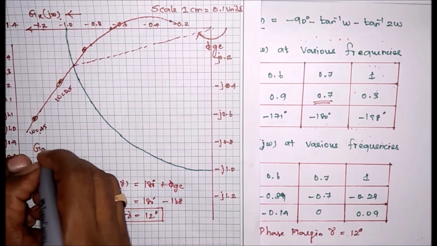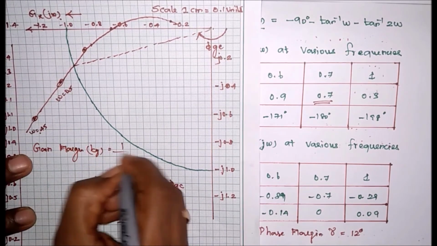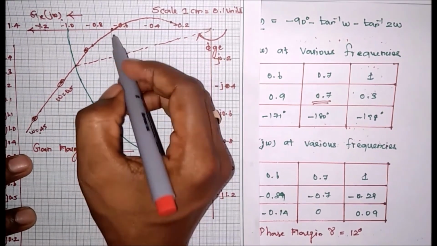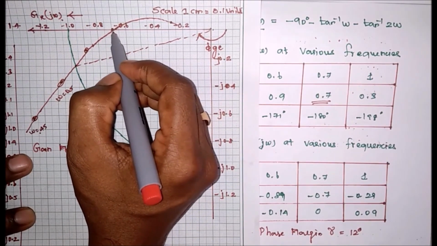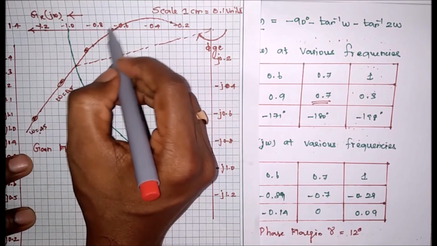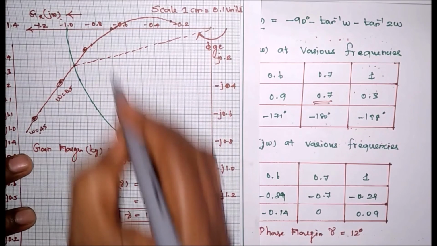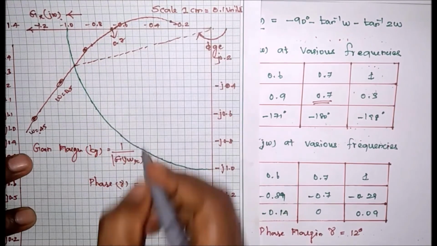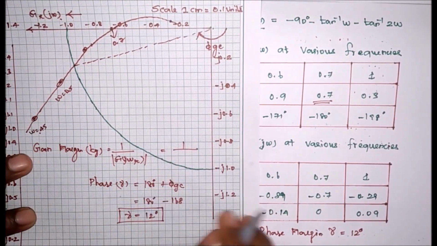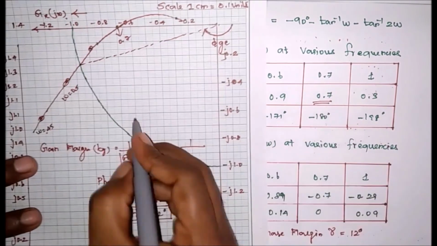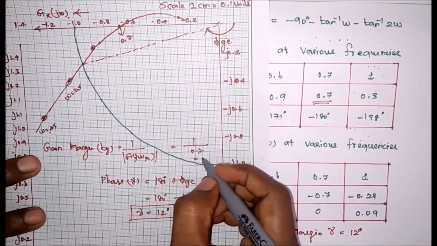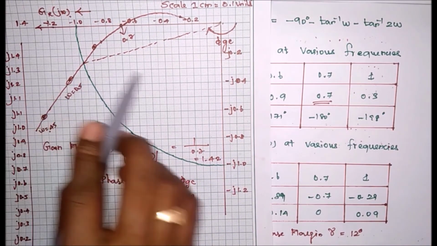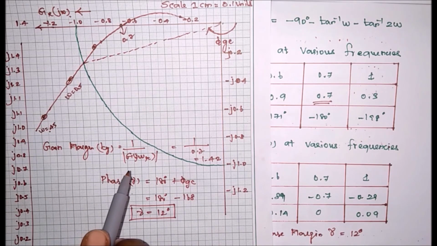Next, gain margin. Gain margin Kg equals 1 by the magnitude of G(j omega) at the phase crossover frequency. From this plot, where the plot cuts the real axis, that corresponding value gives the phase crossover frequency. This plot cuts the real axis at 0.7, so the corresponding magnitude is also 0.7. Therefore gain margin equals 1.42. So this is the procedure to draw the polar plot on an ordinary graph sheet.